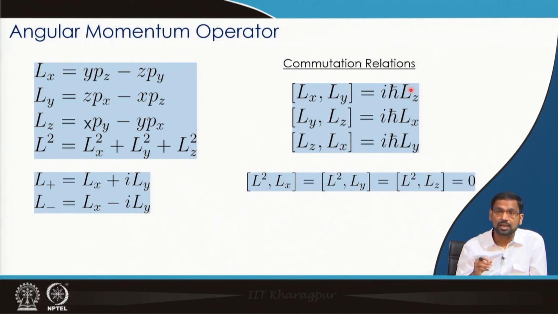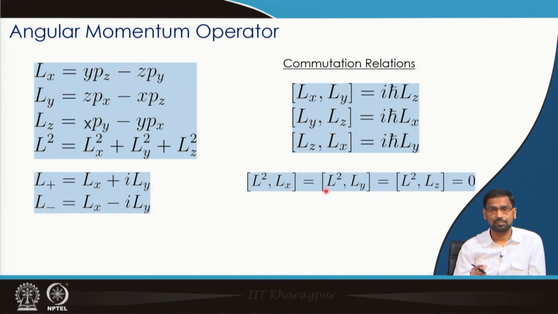That means if I know the outcome of the Lx operator for a particular system, I cannot know that for Ly, because Lx and Ly do not commute. So, we cannot know the outcome of both operators simultaneously and precisely. That means there will be some uncertainty. Apart from this, we also have another set of commutation relations, that is how the individual components Lx, Ly, Lz commute with the L square operator. So, L square with Lx, L square with Ly, and L square with Lz commute.